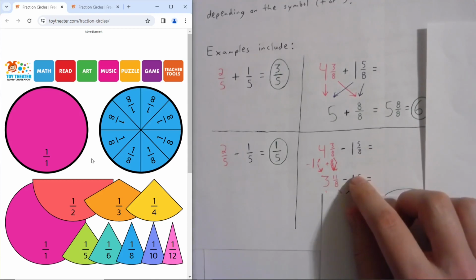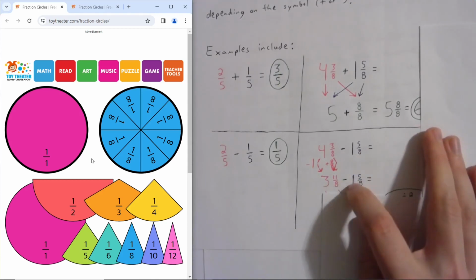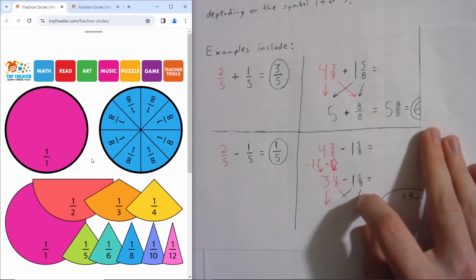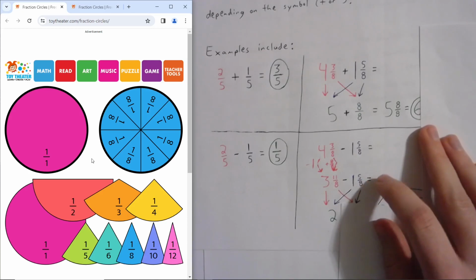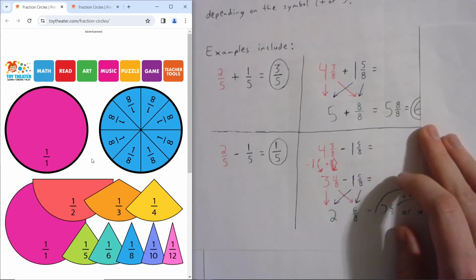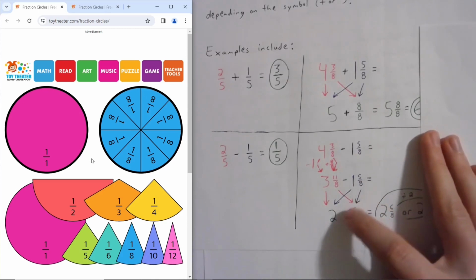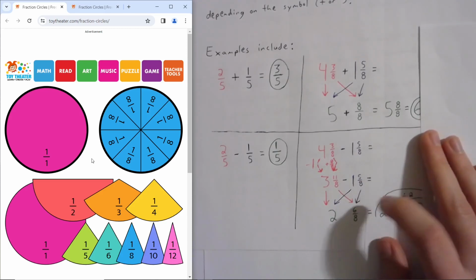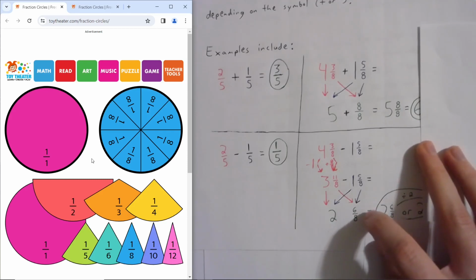And then I bring down my 1 and 5/8, and then it becomes a really easy problem. 3 whole minus 1 whole is 2 whole, and 11/8 minus 5/8 is 6/8, and that's combined with the 2 whole through addition. But I didn't put a plus sign because I think that would make it a little bit more confusing. So we have 2 whole and 6/8.